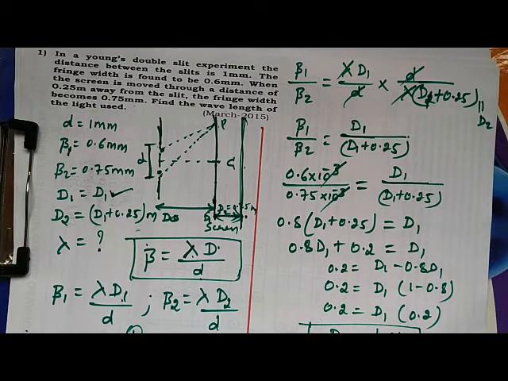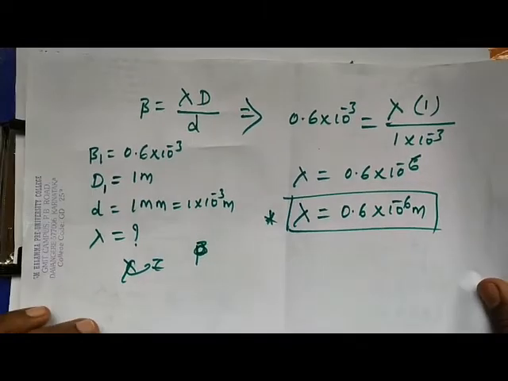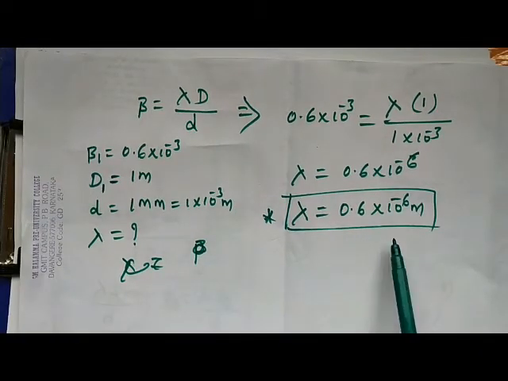So take the beta 1 and beta 2 values, and if we divide the two, then we are going to get d1. Thereafter, by substituting this d1 value in this formula, we are going to get the wavelength of the light used. In this case, we got 0.6 into 10 to the power of minus 6 meter. So this is all about the first numerical.